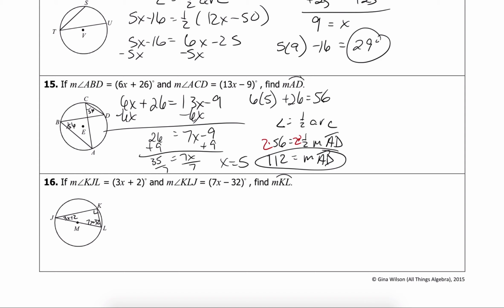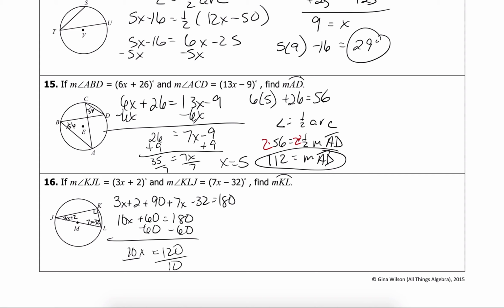So the way that I'm going to solve this, I'm going to add all of these up to 90, like I did back in chapter, I don't know, when did we do triangles? Chapter 4 maybe, last semester. Okay, that's going to be 10x. 92 minus 32 is 60. I think it was 12.